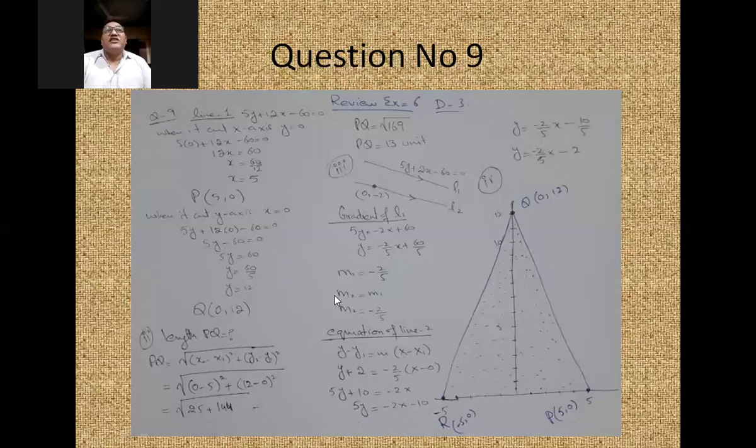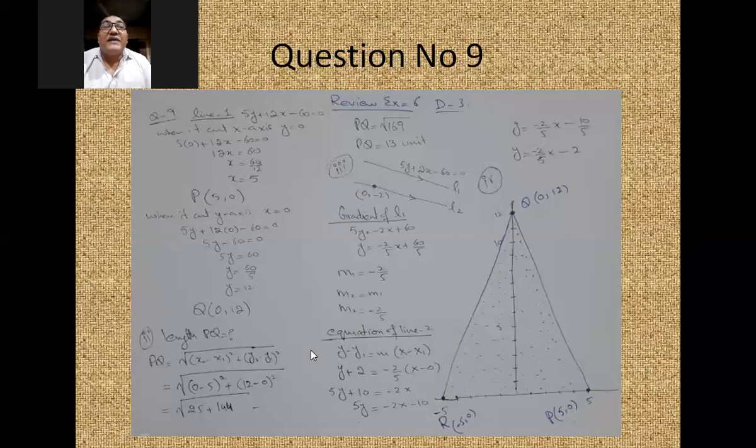Now, because it is given that both line number 1 and line number 2 have the same gradient, M2 will be equal to M1. It means that the value of M2 will be minus 12 by 5. Now, the question is to find the equation of line number 2. I know a point on line number 2, its coordinates are 0, minus 2, and I know the gradient of line number 2. So I can find the equation of line number 2.